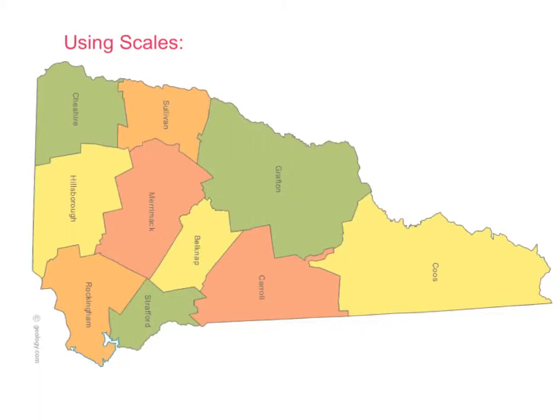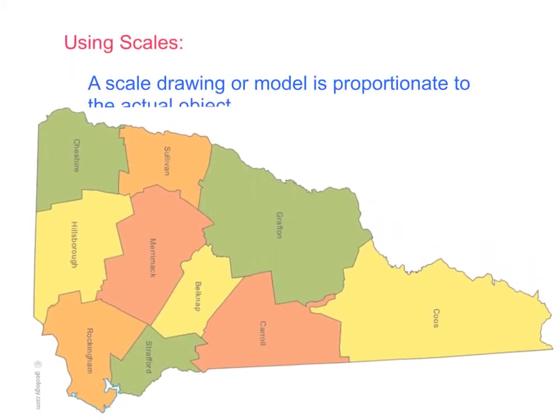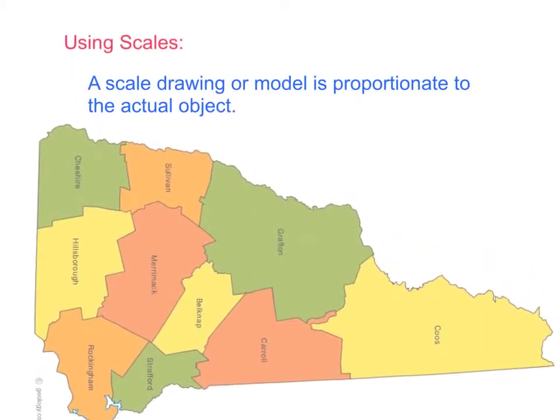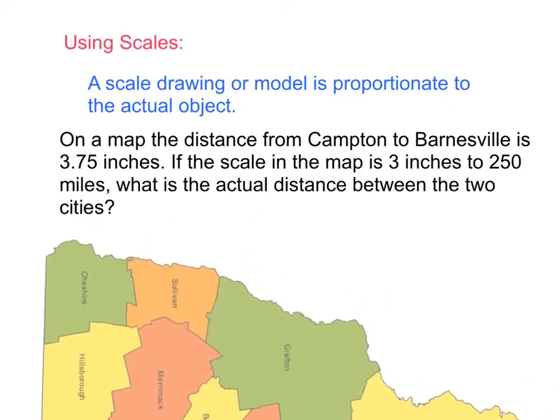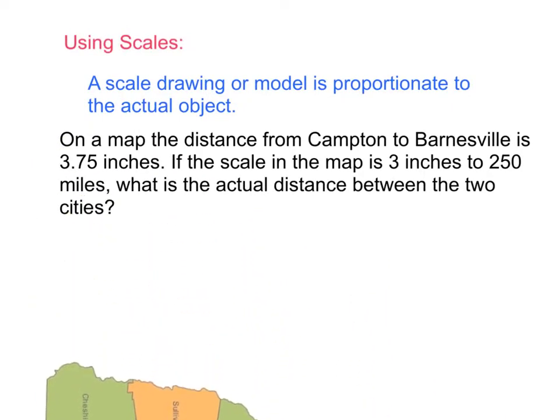Now let's talk about how we actually use scales. A scale drawing or model is proportionate to the actual object. So we can create a proportion and find out the dimensions of the model or the dimensions of the actual object given the scale. For example, on a map, the distance from Campton to Barnesville is 3.75 inches. If the scale in the map is 3 inches to 250 miles, what is the actual distance between the two cities?